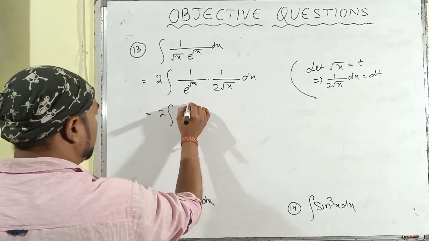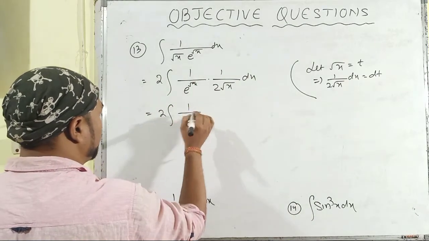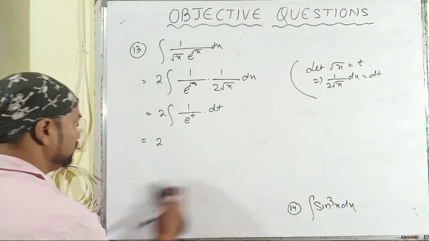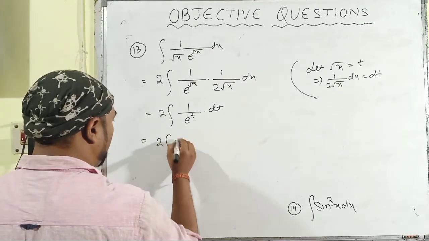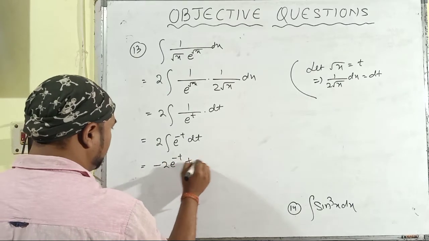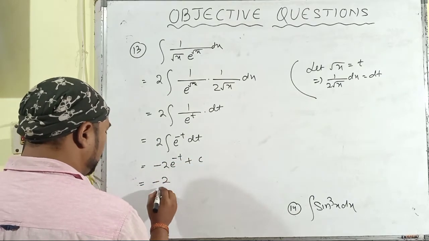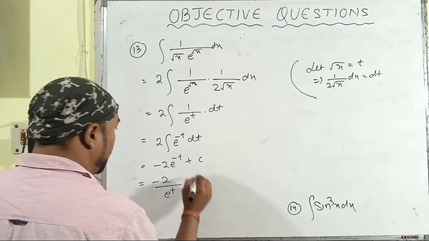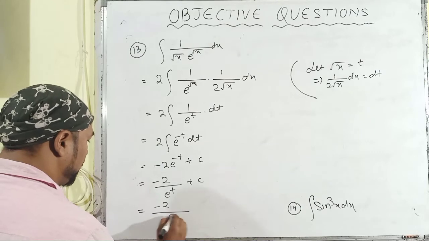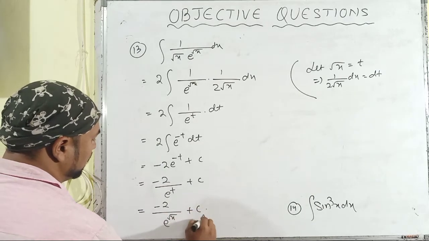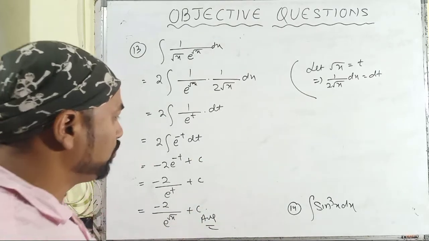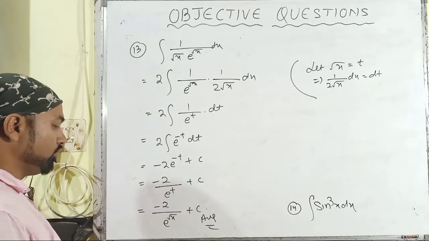So 2 multiplied with the integral of 1 upon e to the power t dt, that is 2 multiplied with the integral of e to the power minus t dt. This is minus 2 e to the power minus t plus c, then minus 2 divided by e to the power t plus c. Again, by putting this value back, it is minus 2 divided by e to the power root x plus c, and here is your answer for number 13. Then proceeding towards number 14.